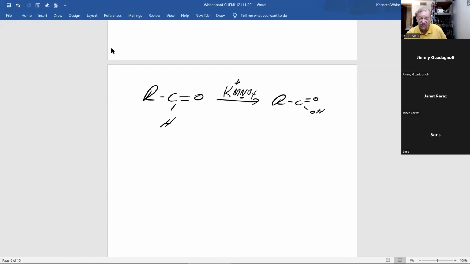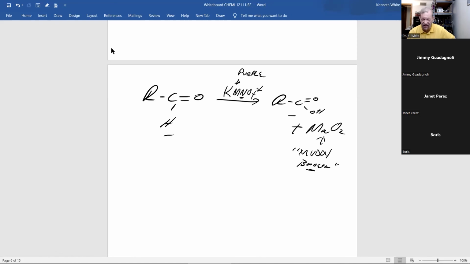In acidic solution, this is purple. If this gets oxidized, this gets reduced, and you make manganese dioxide, which I call muddy brown. So if you take an aldehyde and react it with potassium permanganate solution, you'll see a muddy brown color.